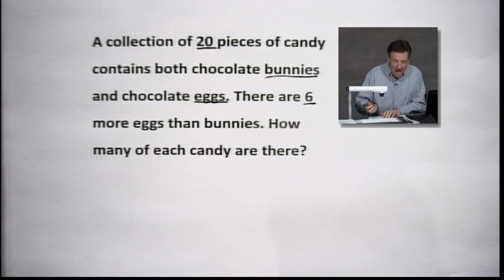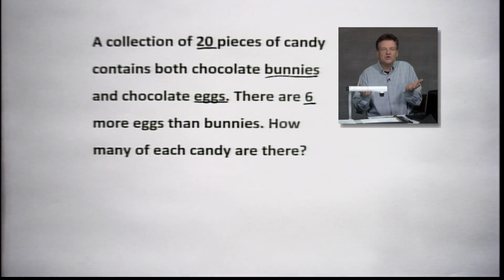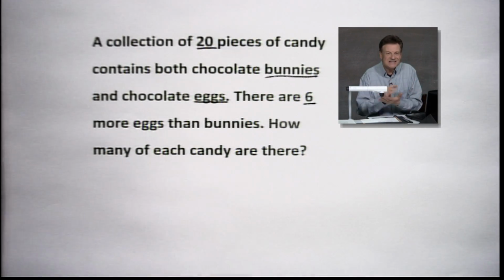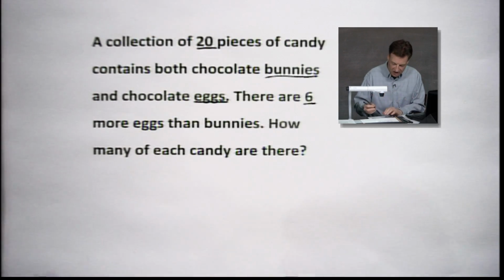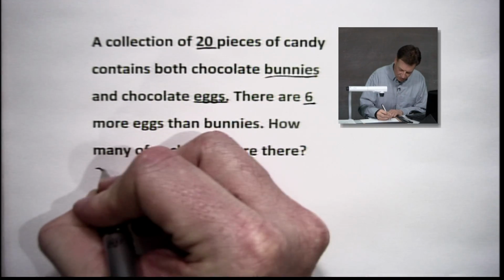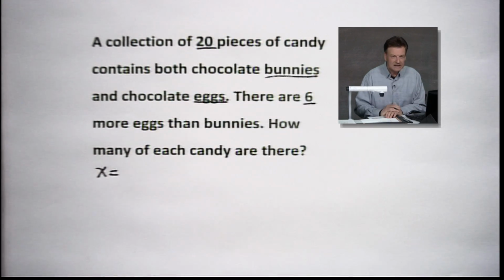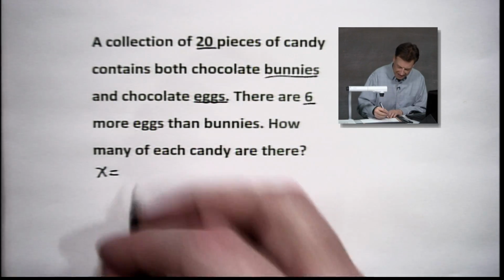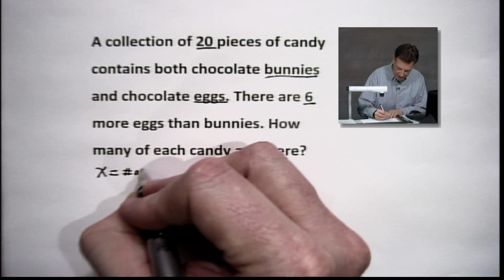We need to make some definitions of variables here. I could do this with 1 variable, honestly, I could, but I'm going to go with 2. I'm going to use x and y here because they're both chocolate, and b's look kind of like 8s or 6s. They're not my favorite variable to use. So I'm going to let x be the number of chocolate bunnies.